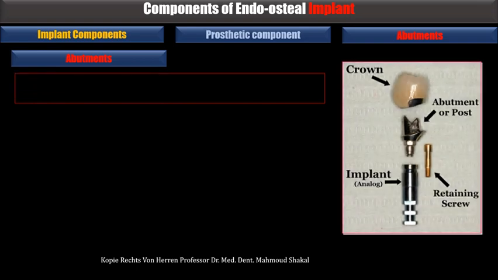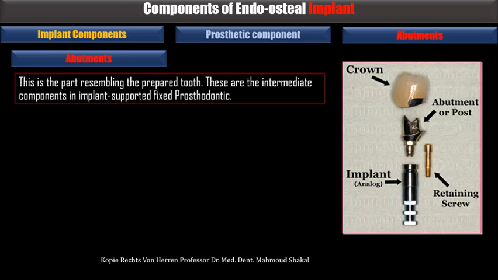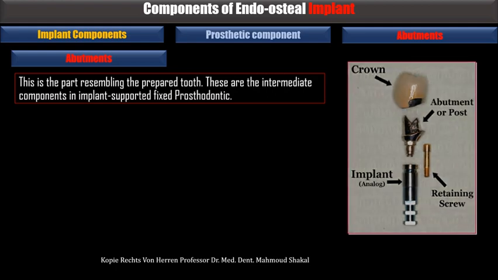Now, here comes a different part, the abutments. This is the abutment. This is the part resembling the prepared tooth. These are the intermediate component in implant supported fixed prosthodontics. You have this submerged inside the bone, and this is the crown, this is the superstructure, and this is the intermediate component.